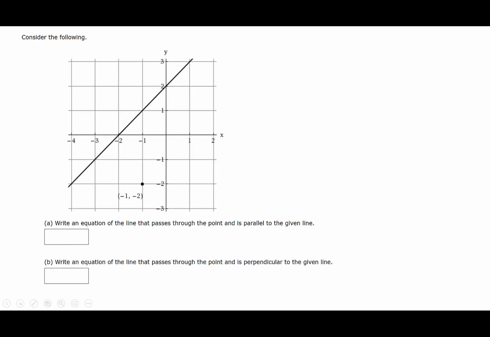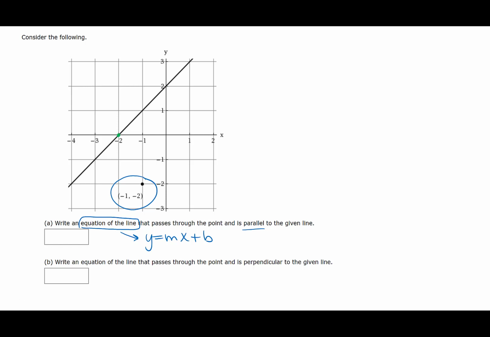Okay, this question says consider the following, and then we have a graph. It has a straight line, and then we have an ordered pair just out here by itself. Question A, write an equation of the line that passes through the point and is parallel to the given line. Anytime you see this phrase, equation of a line, it's talking about y equals mx plus b. Okay, so let's talk about parallel lines. In order for lines to be parallel, the slopes need to be the same. So we need to find the slope of the line that's already given.